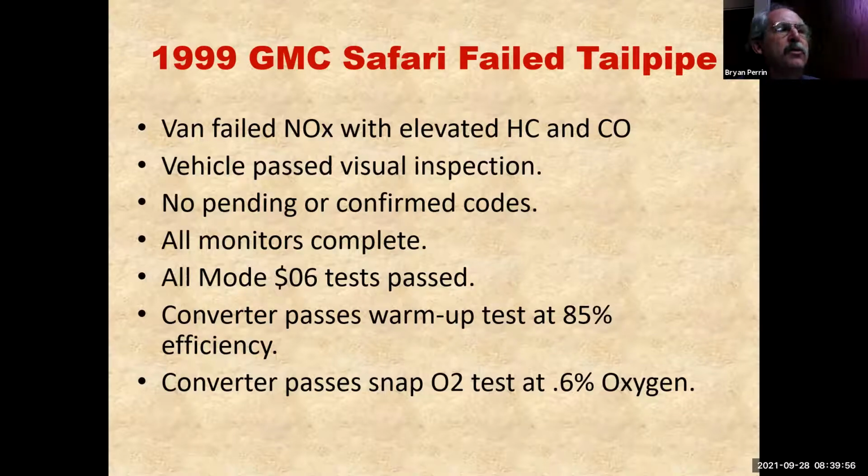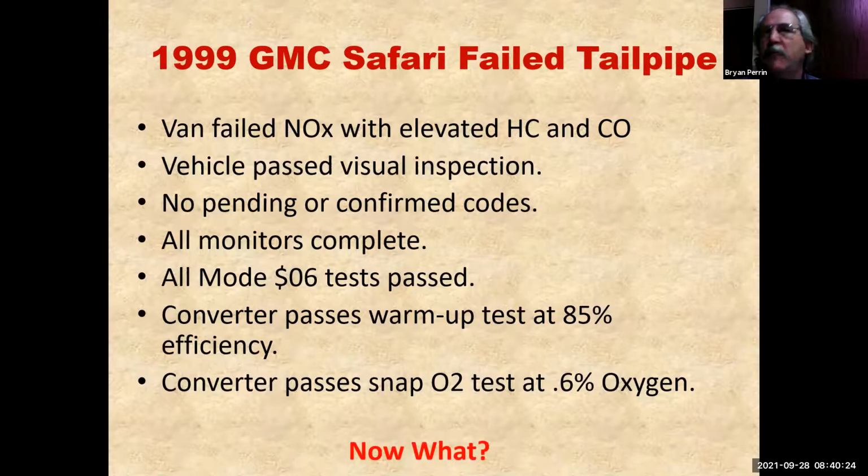The converter passed the warm-up test, which was probably my favorite of the old tests, at 85% efficiency. That's pretty good. The converter passed the SNAP O2 test at 0.6% oxygen, and it's allowed up to 1.2%. So it's half of the maximum that's allowed. So on the old test, this thing passed with flying colors, the 2 most popular tests that people use. So now what? What do we do? Well, now it's time to go to advanced testing. Let's use some tests that can actually give us some real answers.